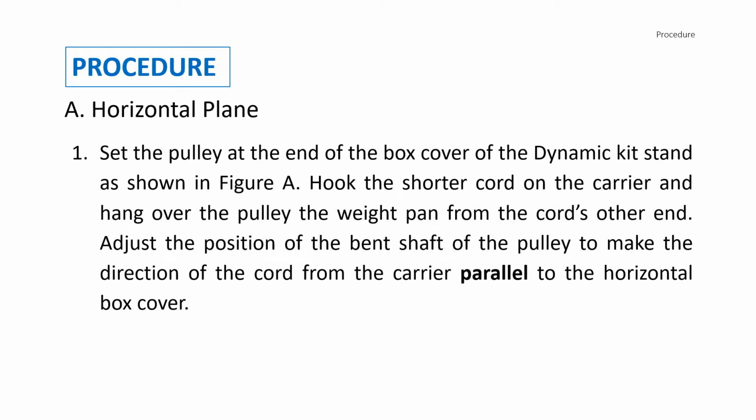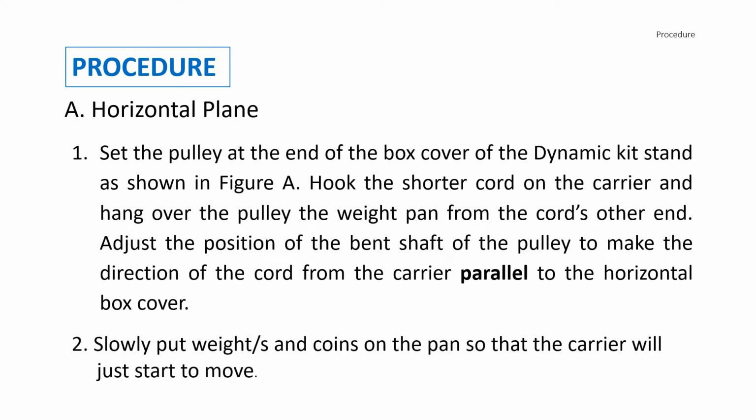The following procedure will be followed in performing this experiment. The first part of the experiment, when the surfaces are horizontal. Set the pulley at the end of the box cover of the dynamic kit stand as shown in figure A. Hook the shorter cord on the carrier and hang over the pulley the weight pan from the cord's other end. Adjust the position of the bent shaft of the pulley to make the direction of the cord from the carrier parallel to the horizontal box surface.